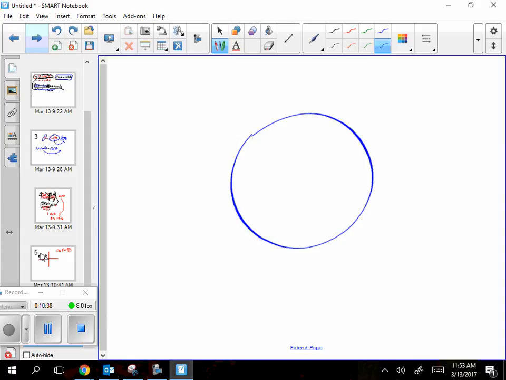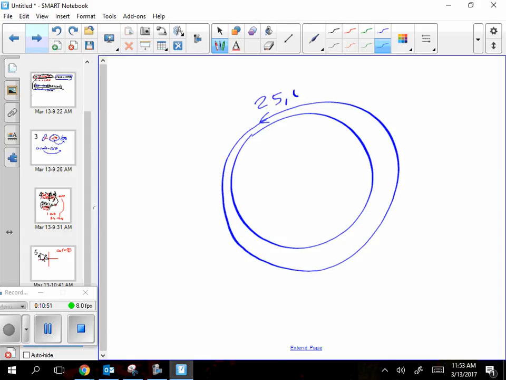Now, imagine I had a rope that went all the way around it. I don't know if you know this, but the distance around the Earth is about 25,000 miles. I'm rounding, but it's about 25,000 miles around.